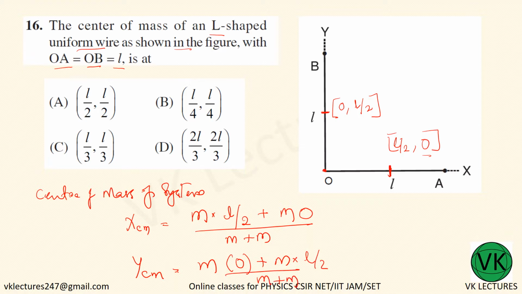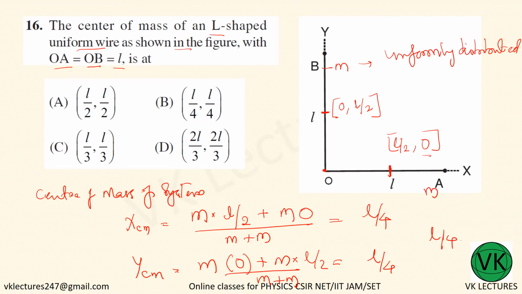Why m plus m? Because both rods have mass m and both are uniformly distributed mass. So what is x cm? M L by 2 divided by 2m, so that is equal to L by 4. Here m L by 2 by 2m, that is L by 4. So L by 4 comma L by 4 is the center of mass. So your option is B.